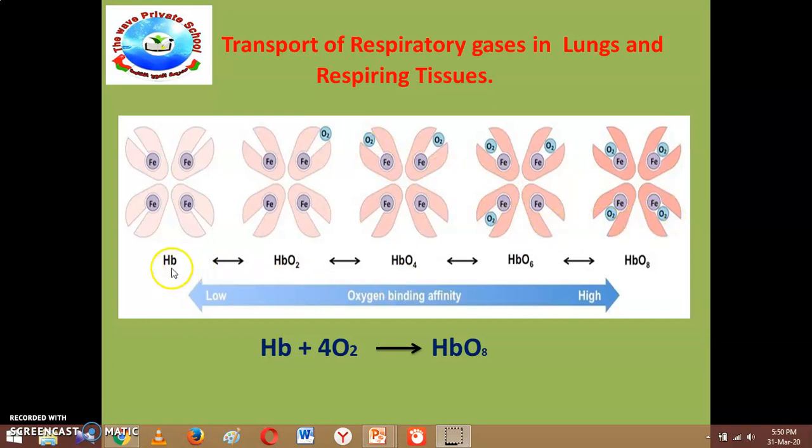So like this, the hemoglobin molecule is attached with a single oxygen molecule, and then double, and then triple, and then 4. So here is the equation: hemoglobin molecule combines with 4 oxygen molecules to make oxyhemoglobin. And then you can see here the oxygen binding affinity is gradually increasing from the lower concentration gradient to the high concentration gradient.